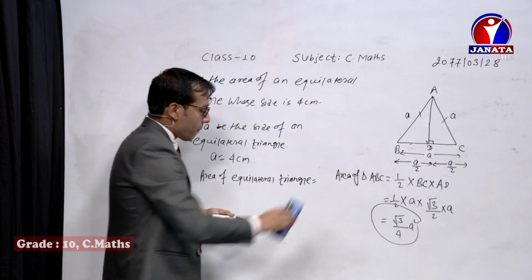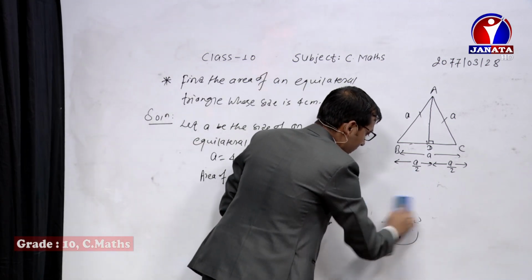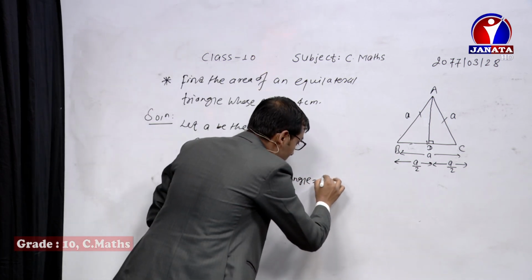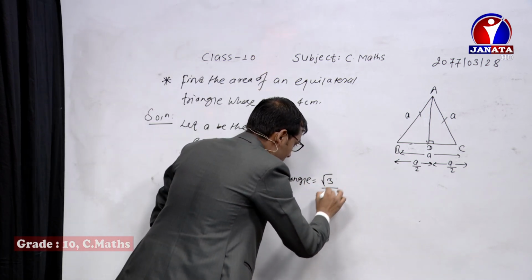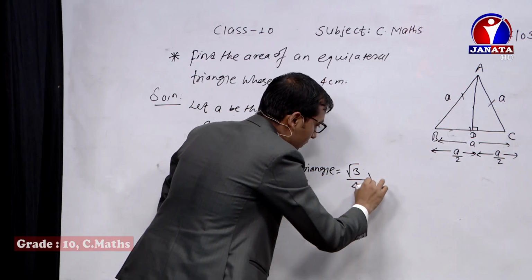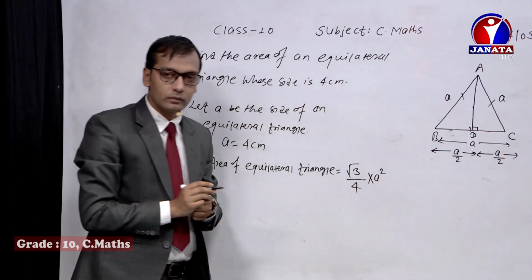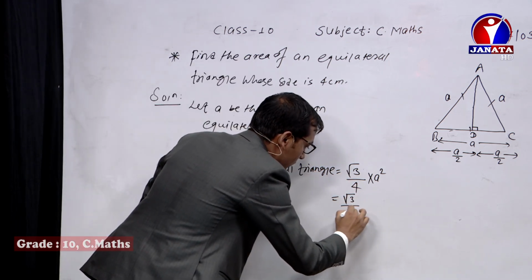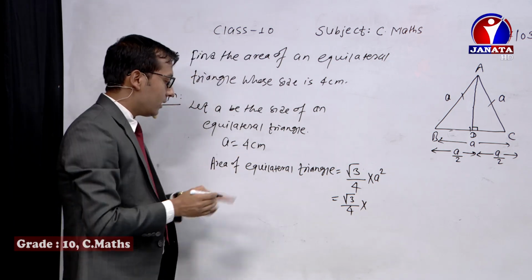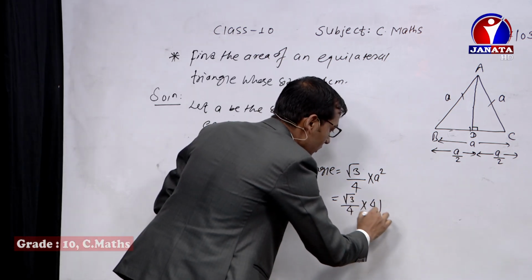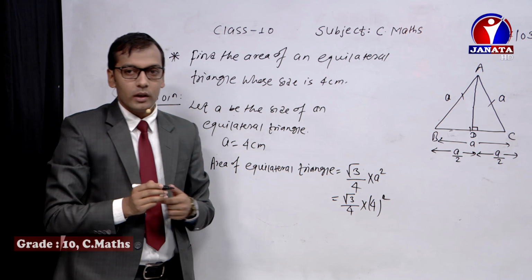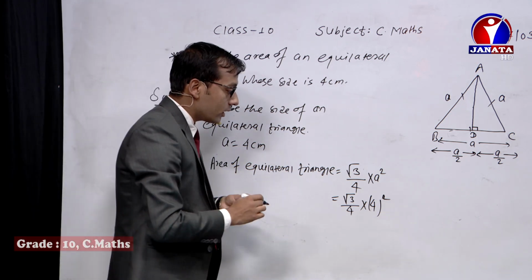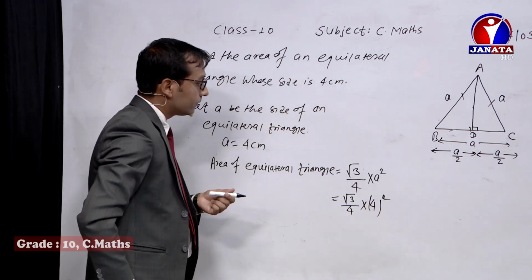is, let's write the formula for area of an equilateral triangle. So area of equilateral triangle is square root of 3/4 times side square. So what is A? A is the length of a side, it's 4, so 4 square. Now we can just calculate this and find its area. So let's calculate what is the area.